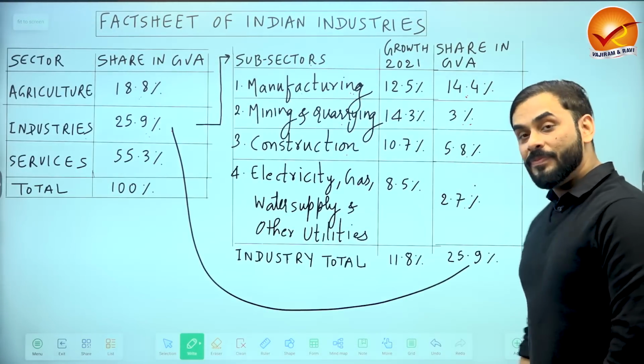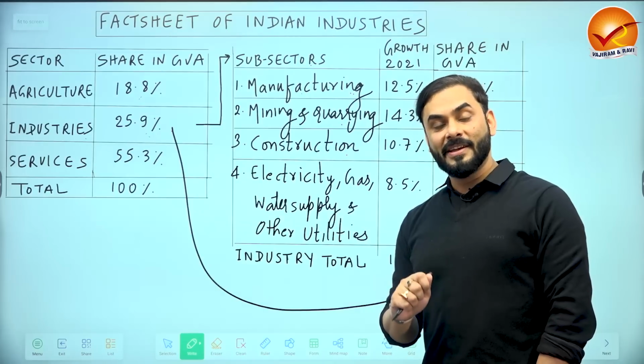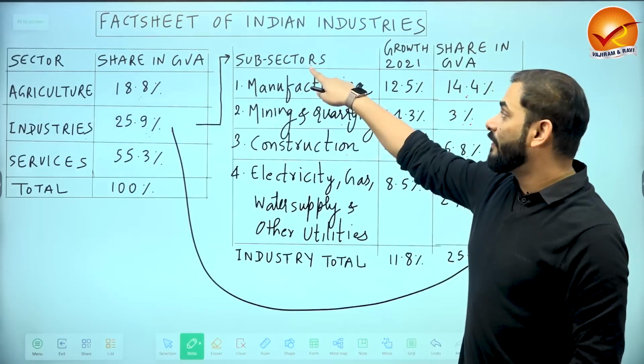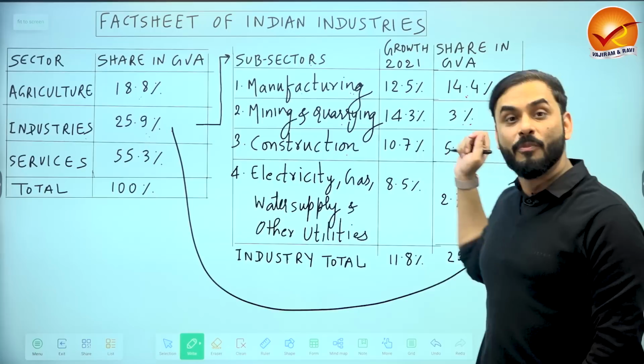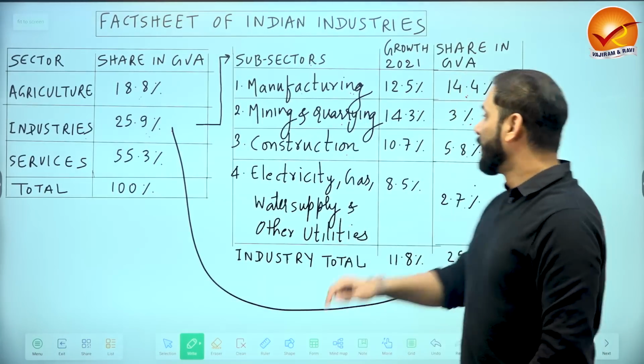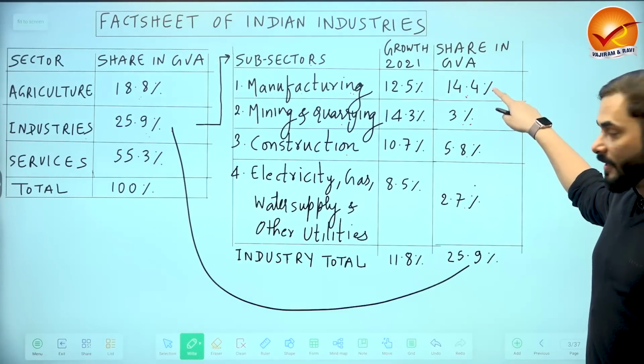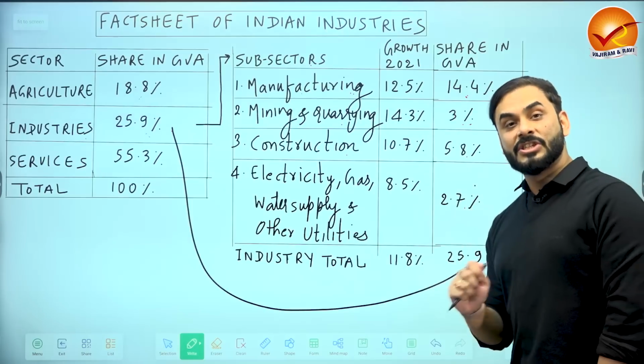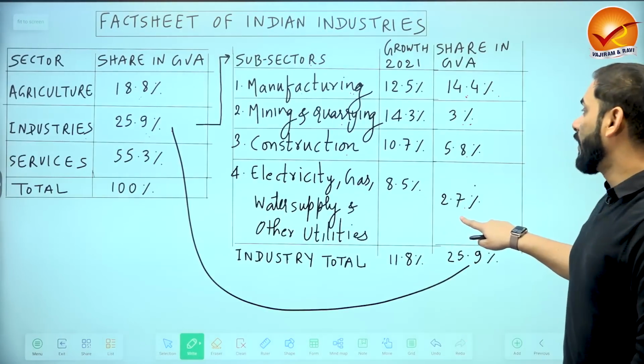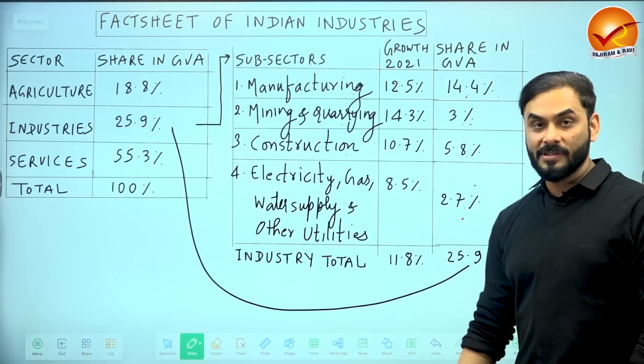All right. Now, one of the important questions that UPSC can ask you is, which subsector of industries contributes the most to the national income? So the answer would be manufacturing, 14.4%. And which sector contributes the least in our national income? 2.7%, electricity, gas and water supply.